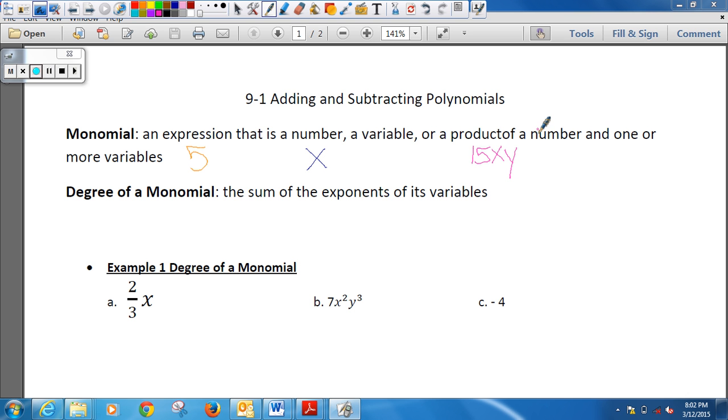That is a monomial because it has one term. The degree of a monomial is the sum of the exponents of its variables. So for instance, this does not have any variables, so it is degree 0. This has one variable with an exponent of 1, so it is of the first degree. And 15xy, there's a 1 on the x and a 1 on the y, so that makes it a second degree monomial. So again, a monomial is an expression that only has one term, but it could be different degrees depending on the exponents of its variables.